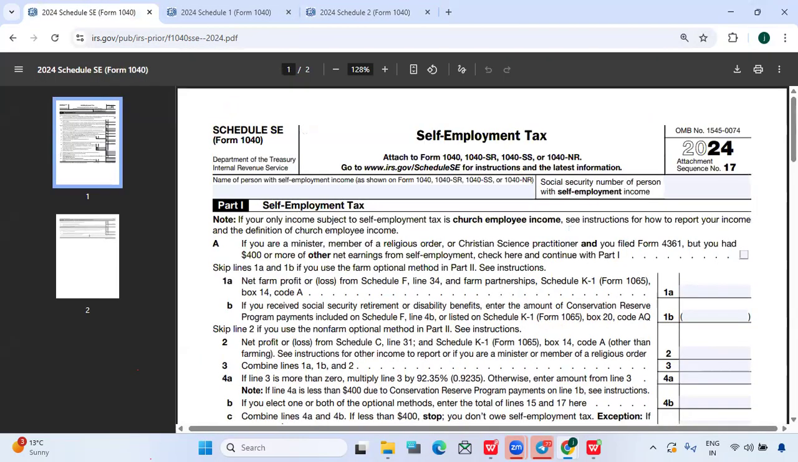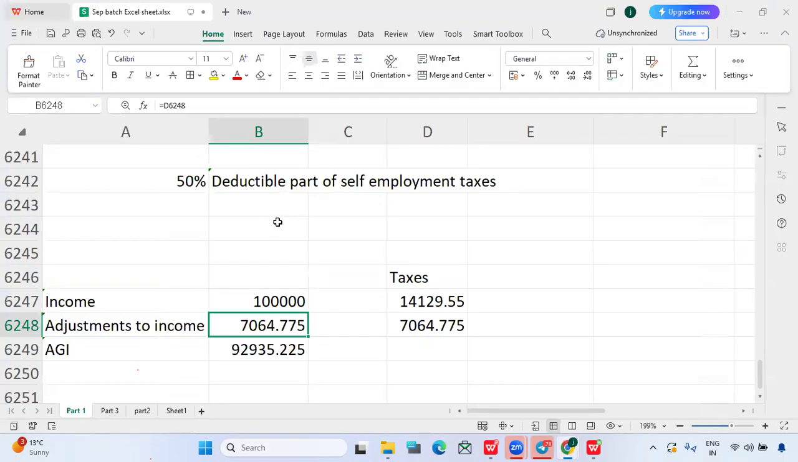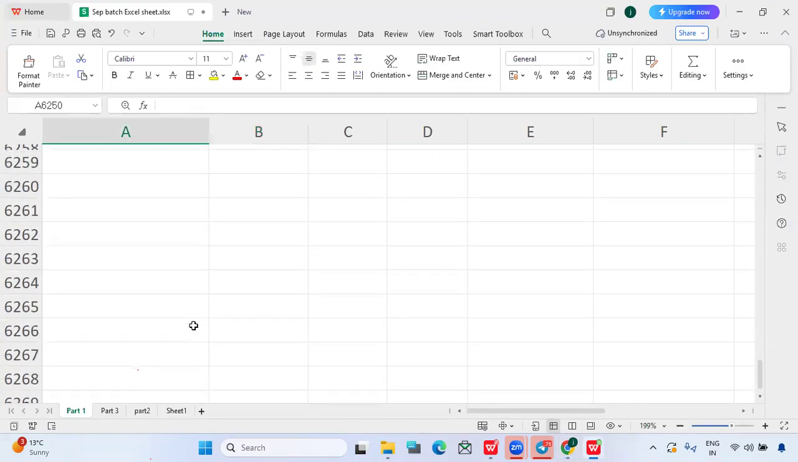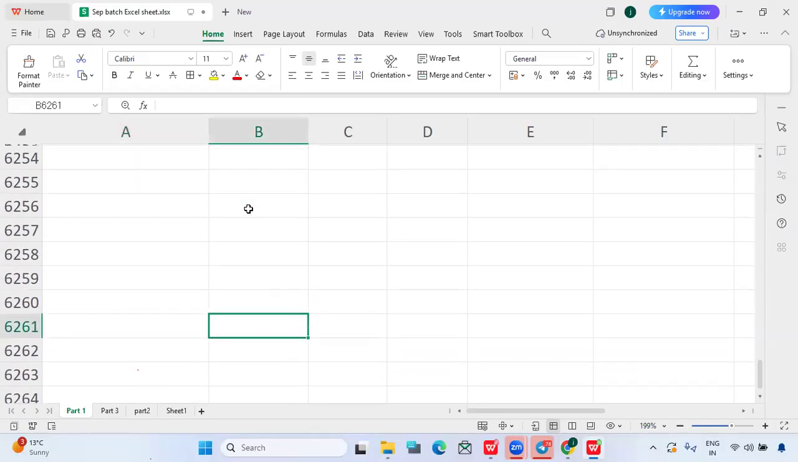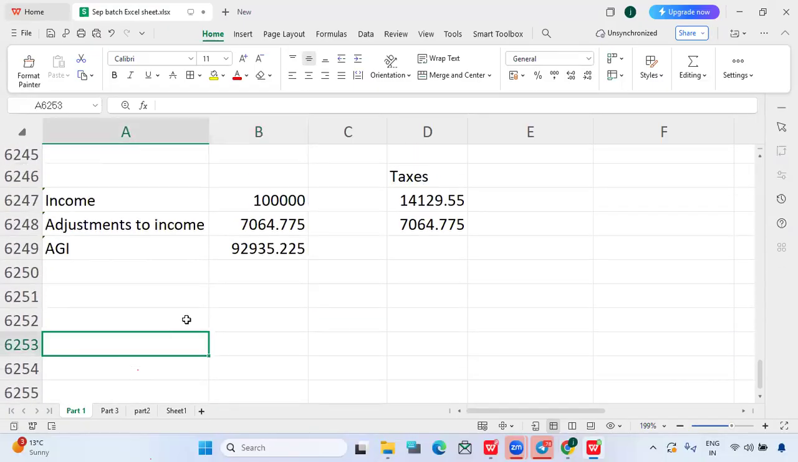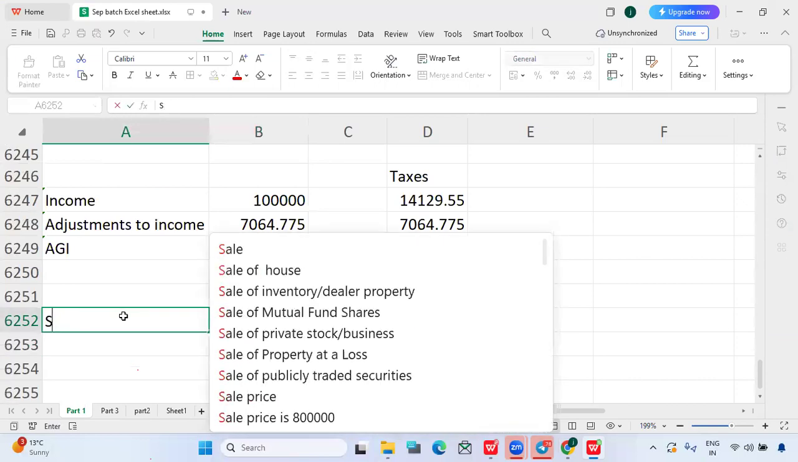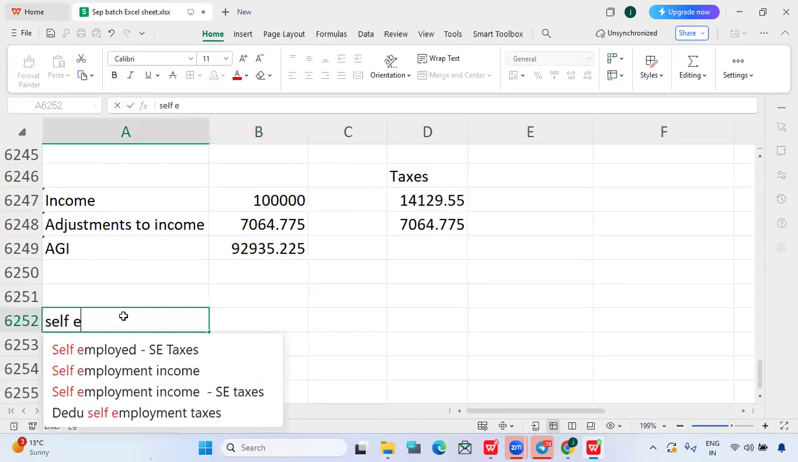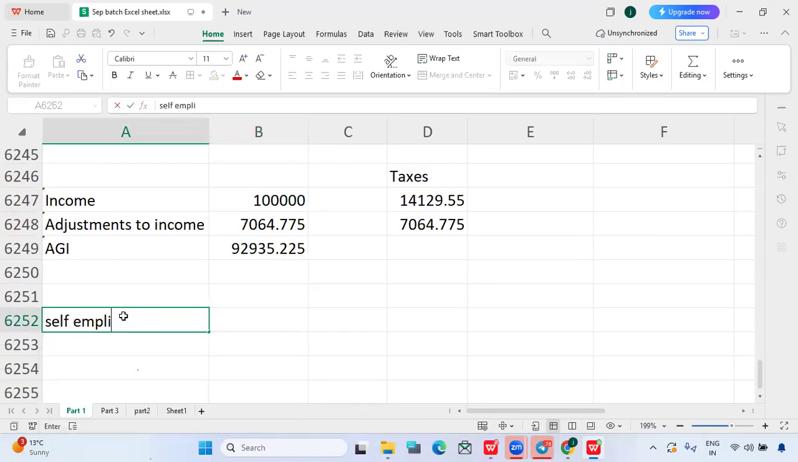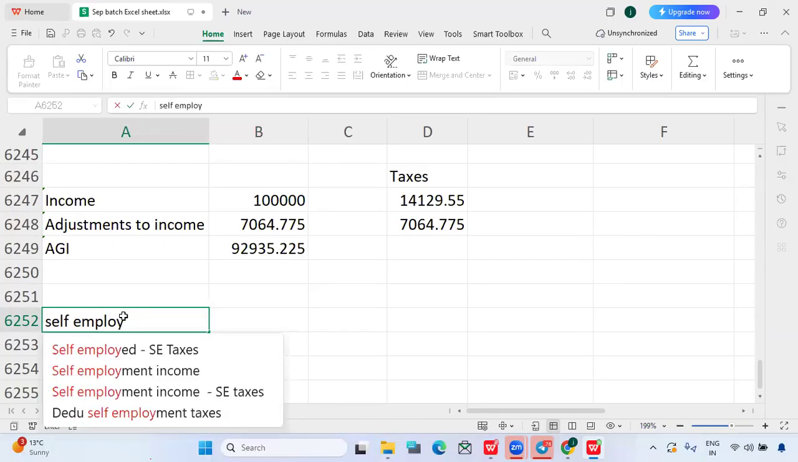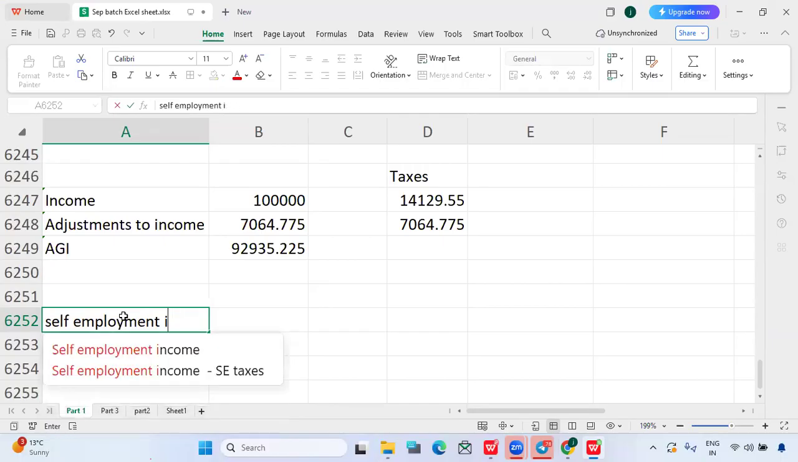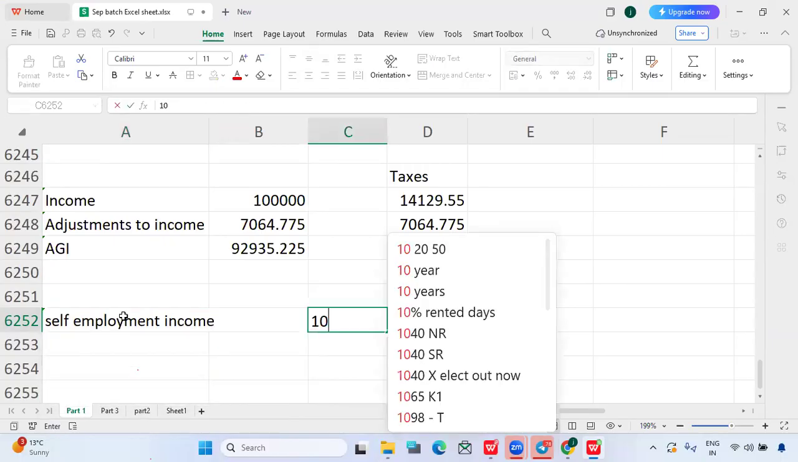And next important area, constructive receipt of income, which is very important in the exam. With this, we understood FICA taxes, we understood SE taxes, and the deductible part of self-employment taxes. Quickly we will conclude one more point. Let's say self-employment income is $10,000.